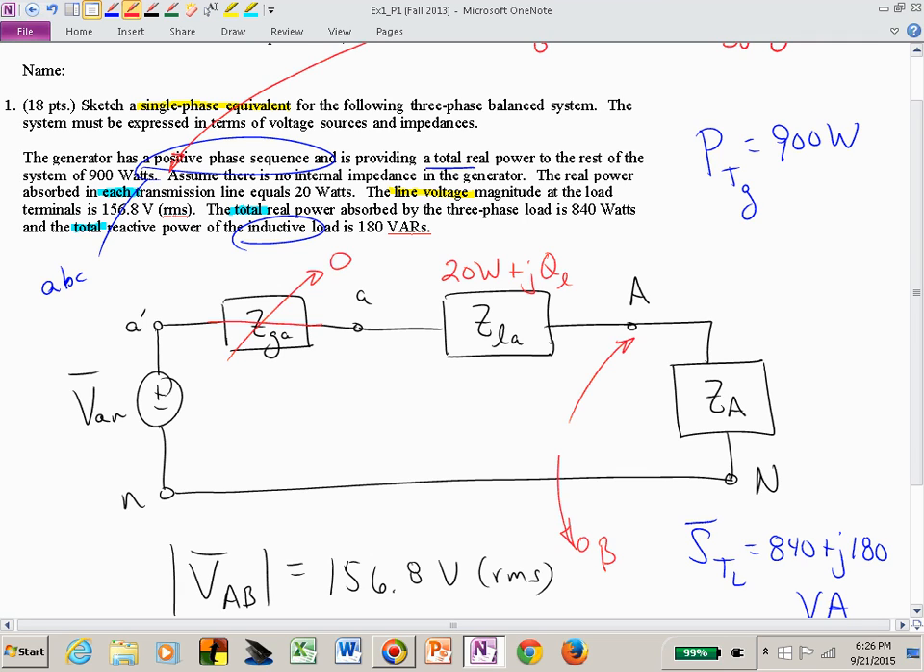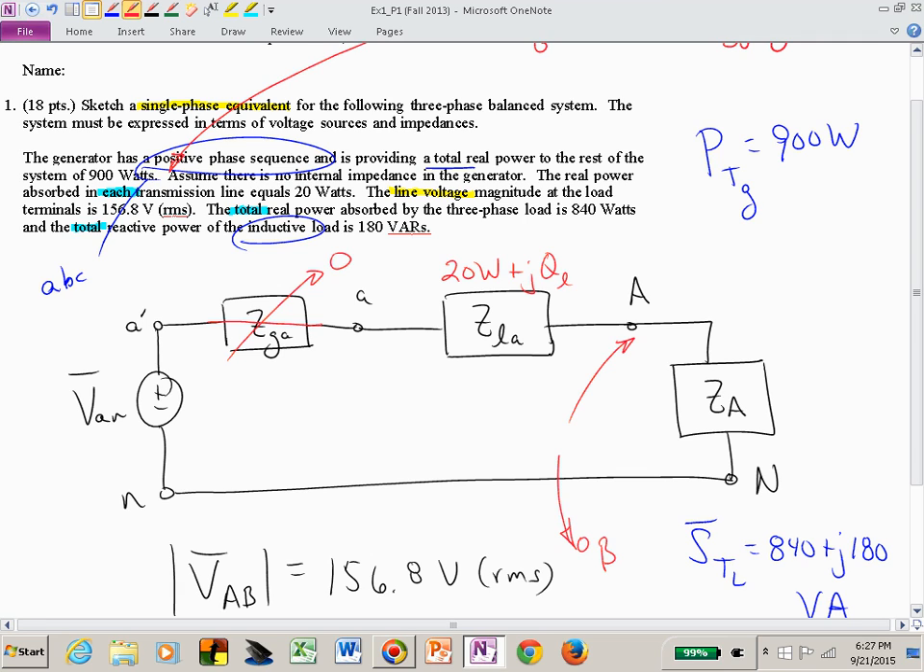Yes, so the question is, what do I want based on this problem statement? And what I want is the voltage source. There's only one, so the plural you can cross out. But now you need all the impedances in this single phase.